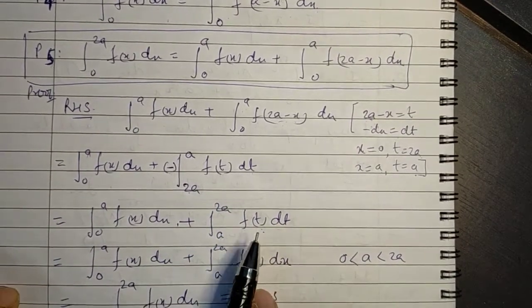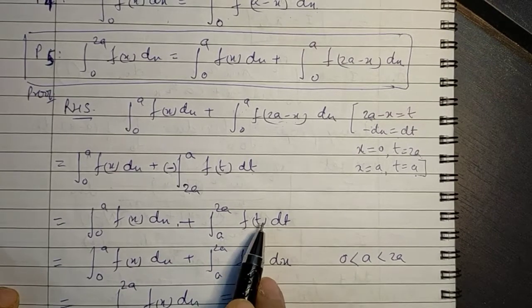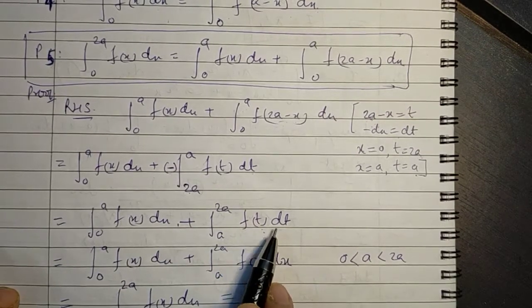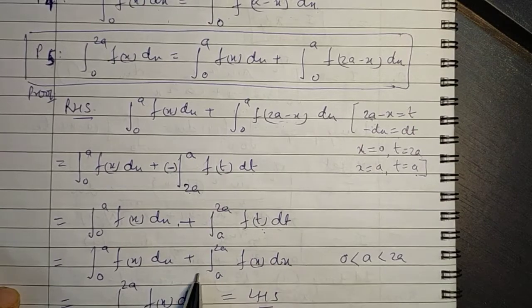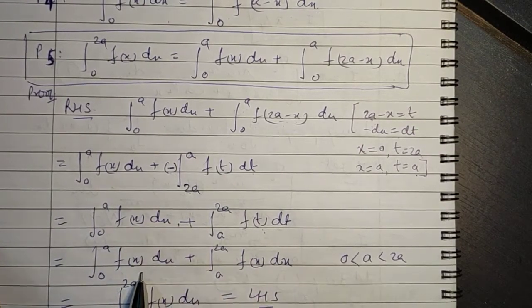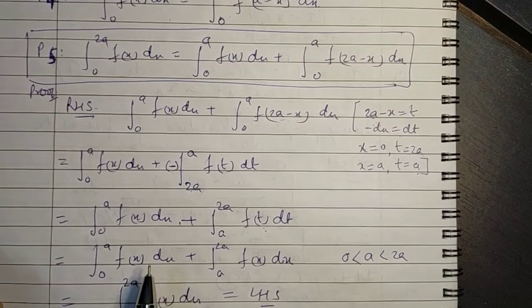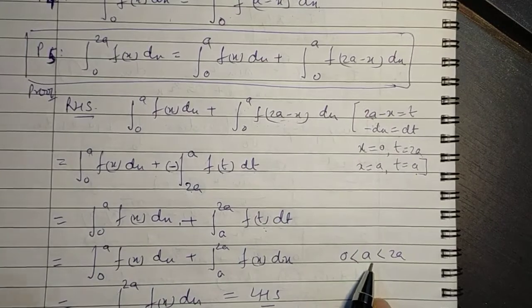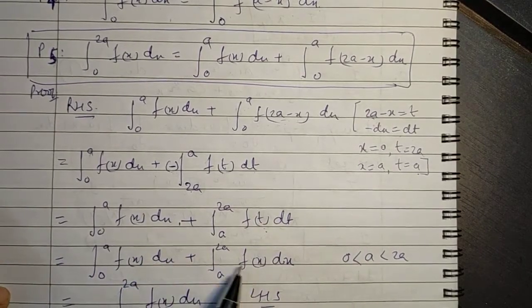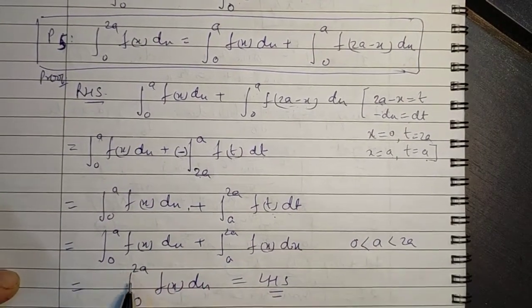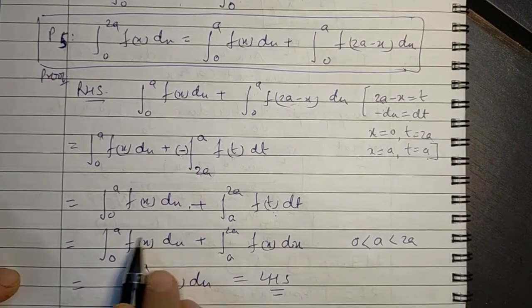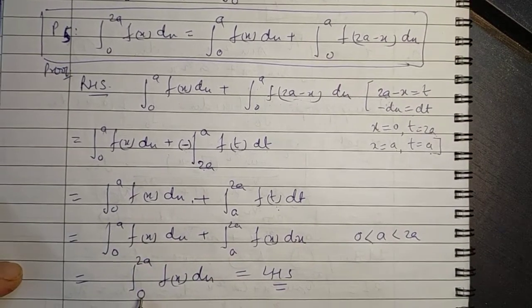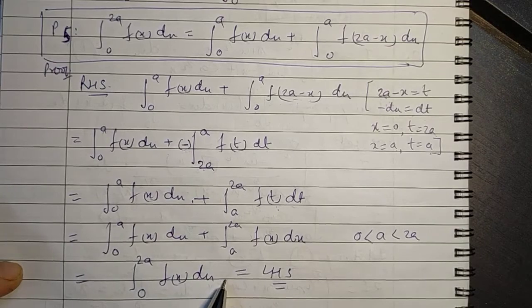Now by the first property, which is P0, this variable of integration can be changed to x. So we get a to 2a fx dx. This integral gets carried down as it is. Now since a lies between 0 and 2a, we can use the third property, which is P2. That is, we can combine these two and write it as integral from 0 to 2a fx dx, which is the left hand side.